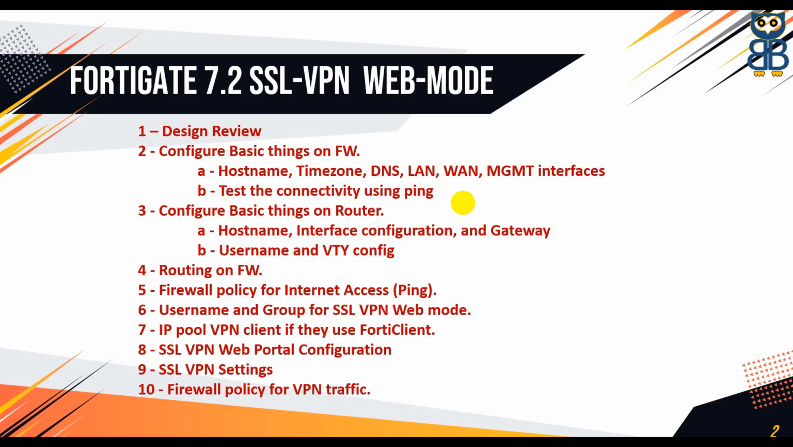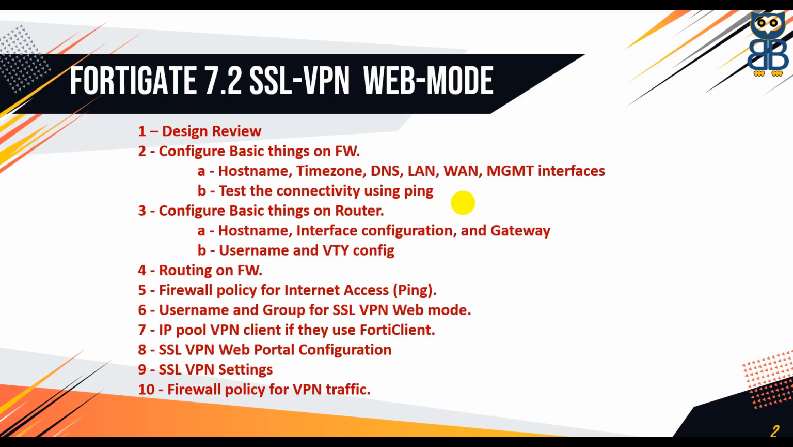For example, hostname, DNS config, LAN interface, WAN interface, and management interface. I will also perform some basic checks to ensure we are on the right track. In point 3, we will review the configuration of the Cisco router, which is connected to the firewall on port number 3. Basically, I have already configured most of the features on the Cisco router to save some time. I will share the configuration of the Cisco router with you so you can easily verify the features configured on the device.